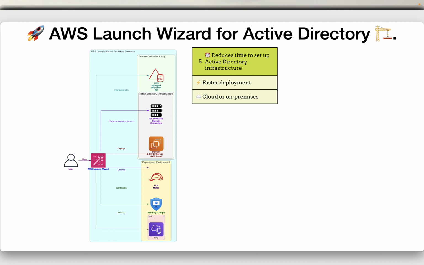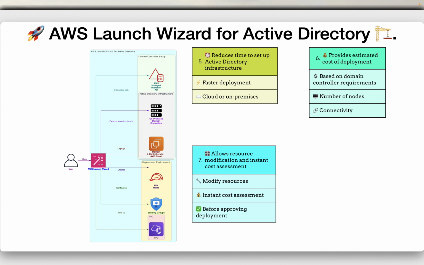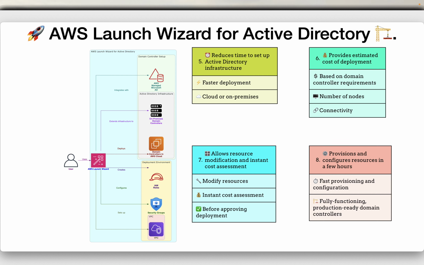Launch Wizard reduces the time it takes to set up Active Directory infrastructure and deploy self-managed domain controllers to the cloud or on-prem. Launch Wizard provides an estimated cost of deployment based on users' domain controller requirements, such as the number of nodes and connectivity. Users can modify their resources and instantly view the updated cost assessment. When the user approves, AWS Launch Wizard provisions and configures the selected resources in a few hours to create fully functioning, production-ready domain controllers.